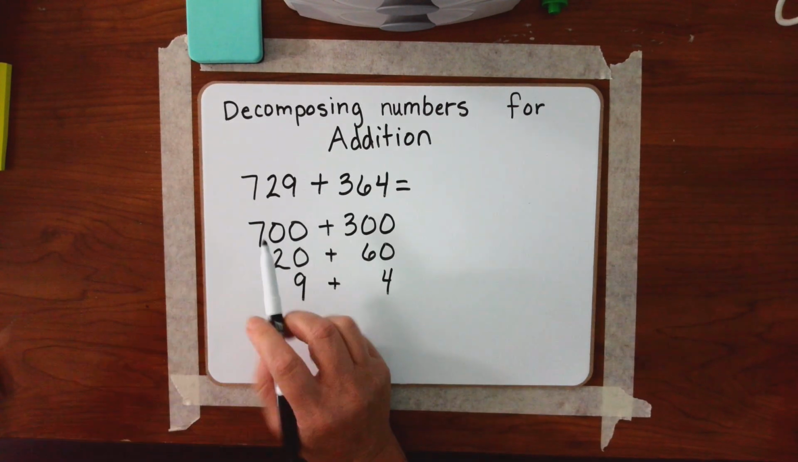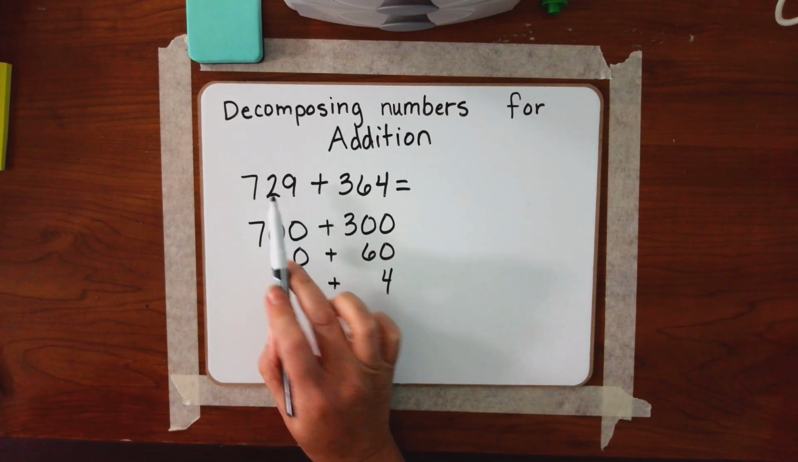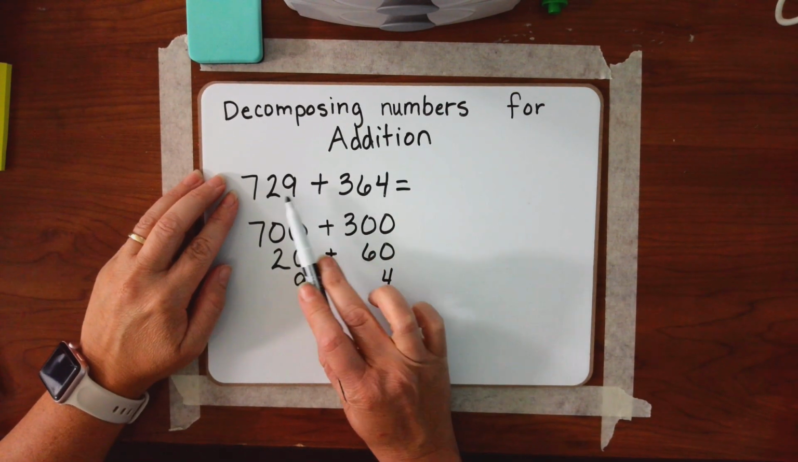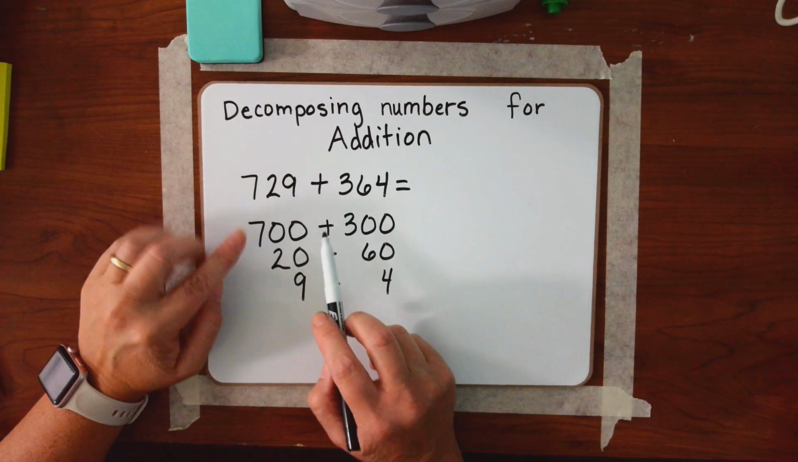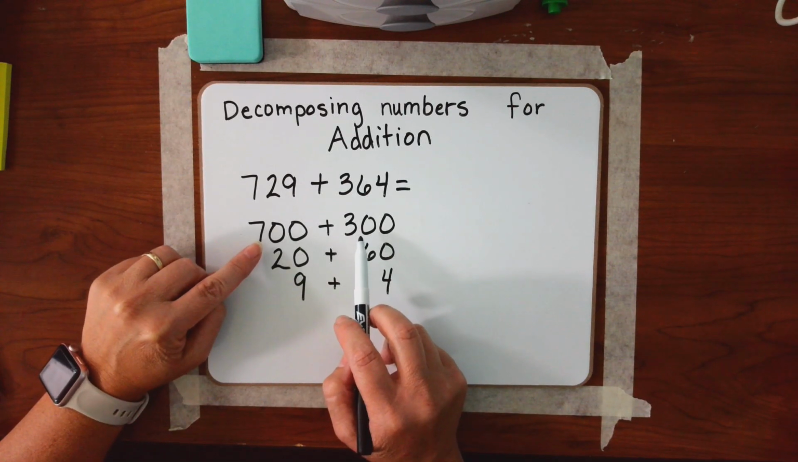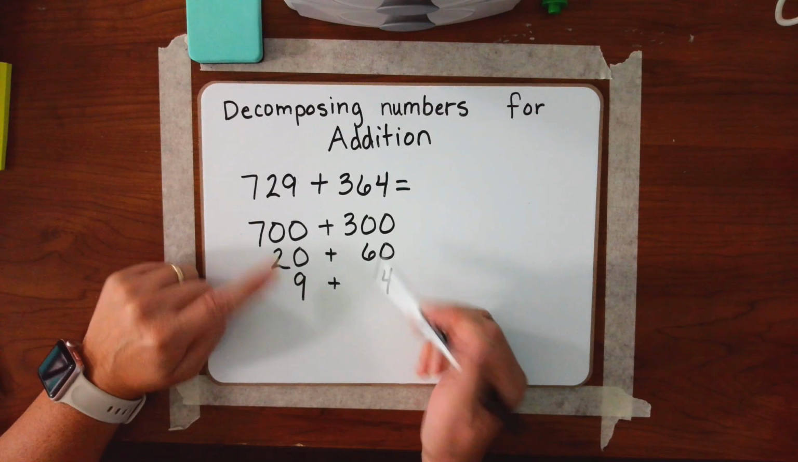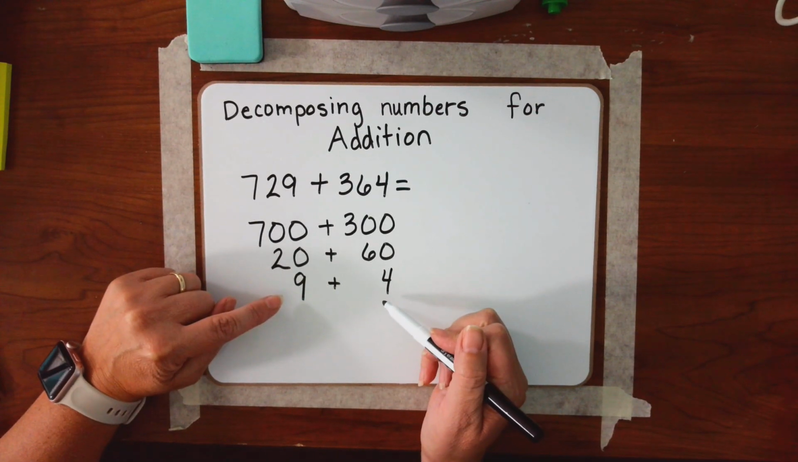Now each one of these numbers, this is an add-in because you're adding. So this is one part and this is one part. So these are 2 add-ins. This is also 2 add-ins. But since we broke these numbers apart into the place value, they are called partial sums.